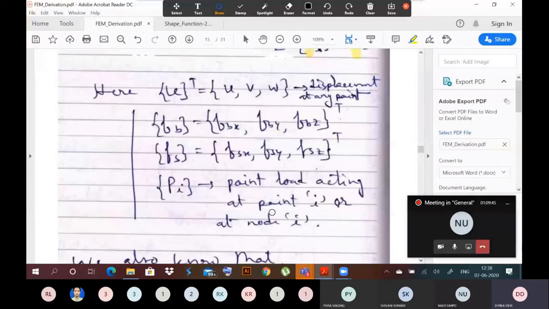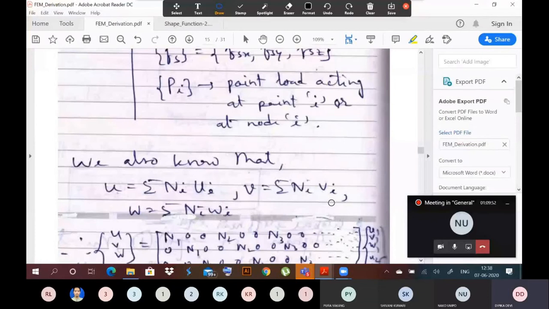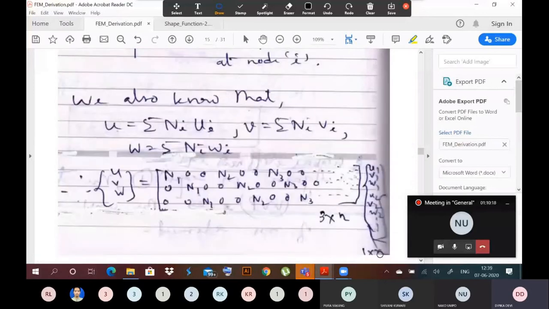u, v, w is equal to, it can be written like this. So u1, v1, w1, u2, v2, w2, u3, v3, w3, up to the number of nodes. So we can relate this displacement at any point within the element in terms of this nodal displacement vector. We can write using this shape function matrix. So this is my shape function matrix. We can write the displacement at any point in terms of this nodal displacement using this shape function matrix.